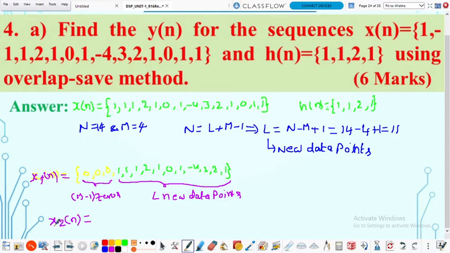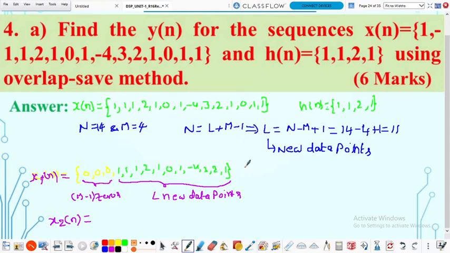What is the previous block of the second data sequence? x1 of n. So in this x1 of n, what are the last m minus 1 data points? Now here m is equal to 4, so 4 minus 1. What are the last 3 data points from x1 of n? 3, 2, 1. So those are the last m minus 1 data points from the previous block.